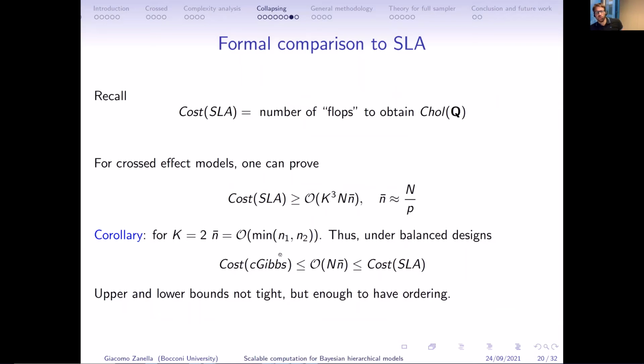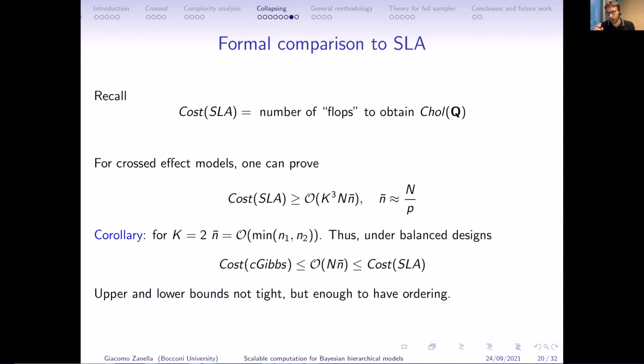And finally, just to reconnect to sparse linear algebra, you can actually do a bit of theory in this case, meaning that you can prove a lower bound, which is quite easy to prove, for exact sparse linear algebra methods, which compute the Cholesky factor of Q. And this is of order K cubed. Apart from the K cubed, what matters is that it's about the capital N times m bar, where m bar is the average number of data points per parameter. And this lower bound matches the upper bound that we have for collapsed Gibbs, at least for K equal 2.